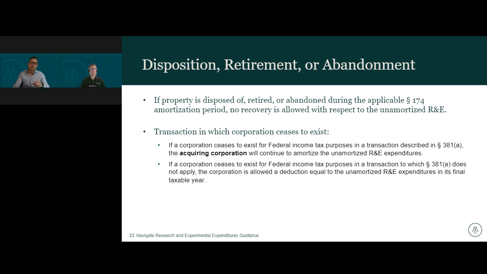Scenario 2, that's where a company merges or gets acquired by another company in a 381 transaction, then the acquiring company will continue to amortize the research expenses of the acquired company over the remainder of the acquired company's amortization period. And then scenario 3, if a company dissolves or goes out of business, then that's the only time where the company can deduct the remaining unamortized research expenses in its final taxable year. But that doesn't apply if the sole purpose of dissolving or going out of business is to claim a deduction for the unamortized research expenses.